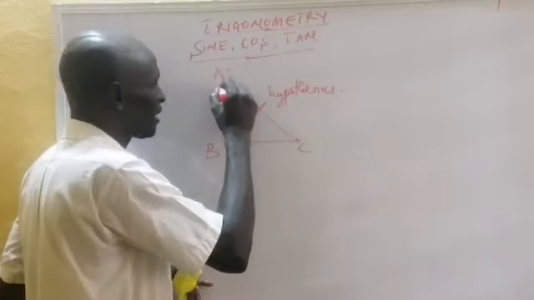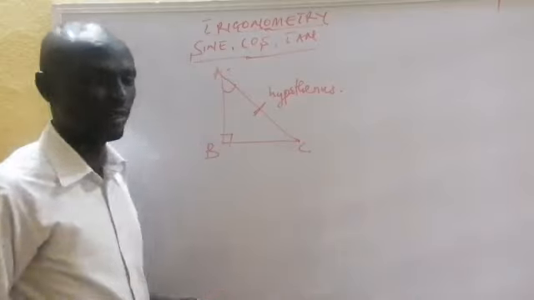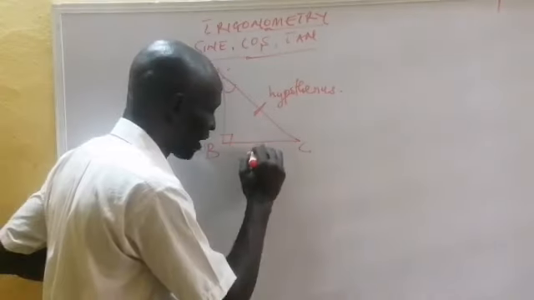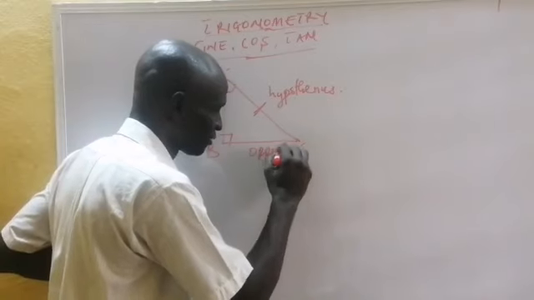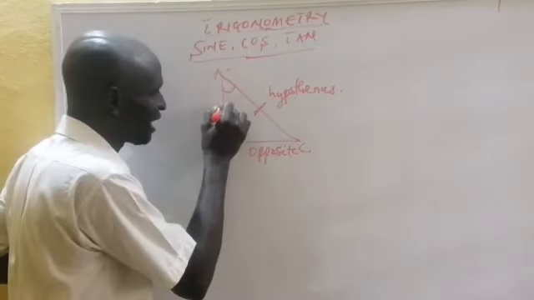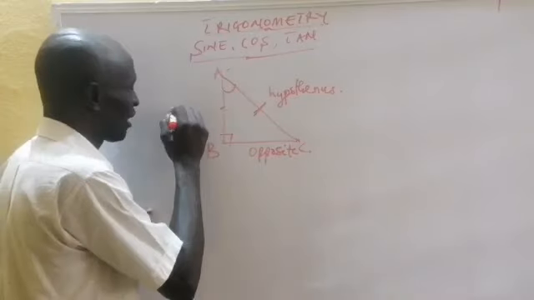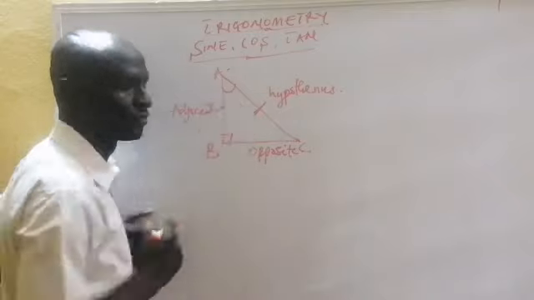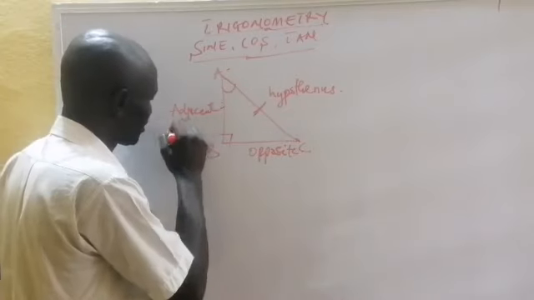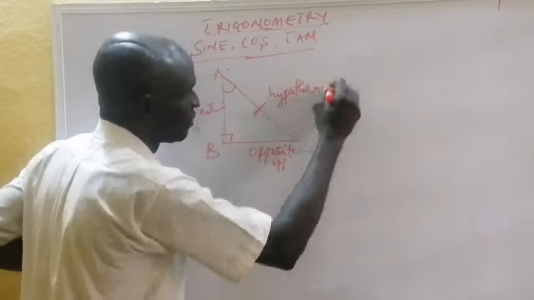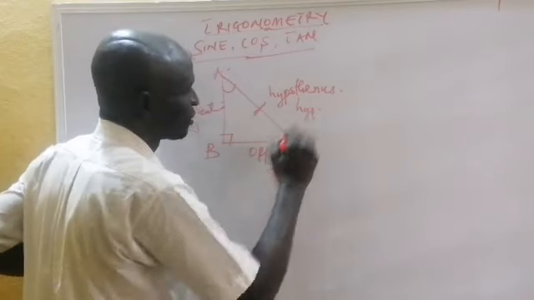If I am talking about the angle at A, this side becomes the opposite to A. I call this my what? Opposite. This side becomes the adjacent to A. I call this my what? Adjacent. So that, let me write it in brief. And this is my hypotenuse.